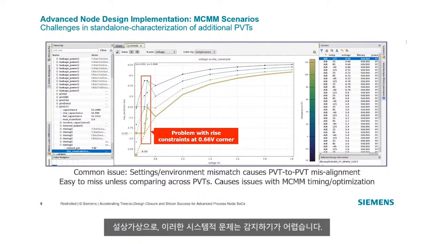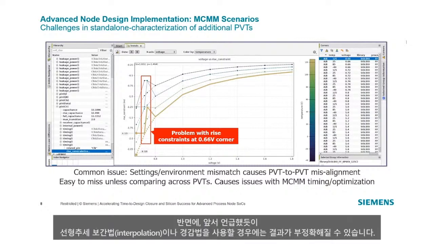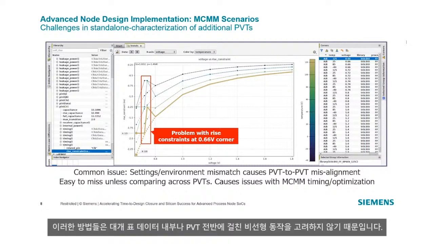Even worse, these systemic issues are difficult to detect because unless we're looking across PVTs, like shown here, everything may seem correct by looking only at one PVT. On the other hand, as mentioned earlier, using straight interpolation or derates will lead to inaccurate results because these methods typically don't factor in nonlinear behavior within table data or across PVTs.